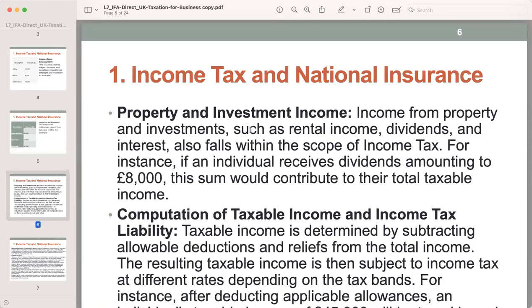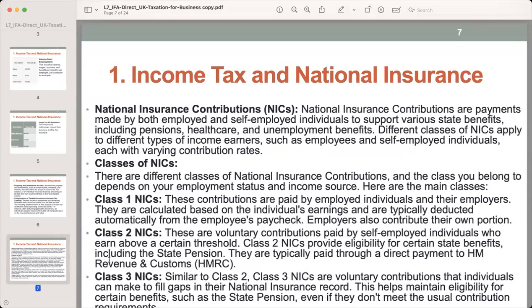Calculating taxable income. Now let's talk about how we figure out how much tax you need to pay. We start with your total income and then subtract any deductions or reliefs you are eligible for. The amount left after these deductions is your taxable income. The government has different tax rates for different income levels, which we will discuss later in detail.